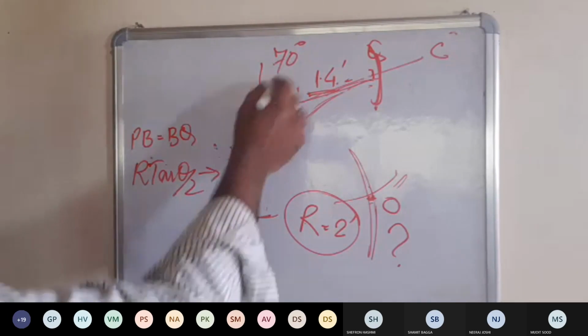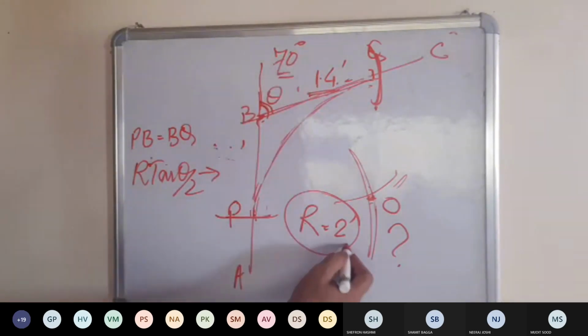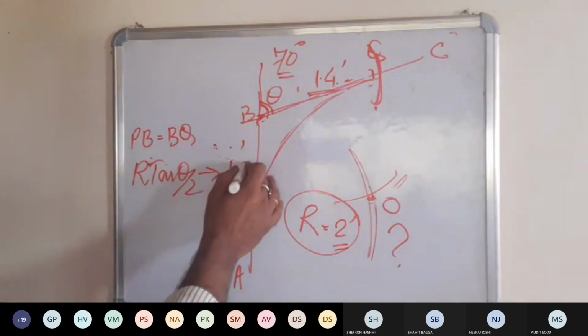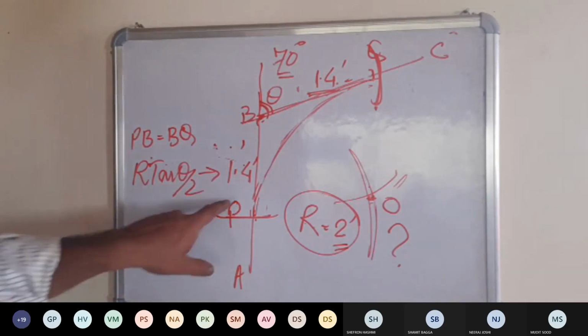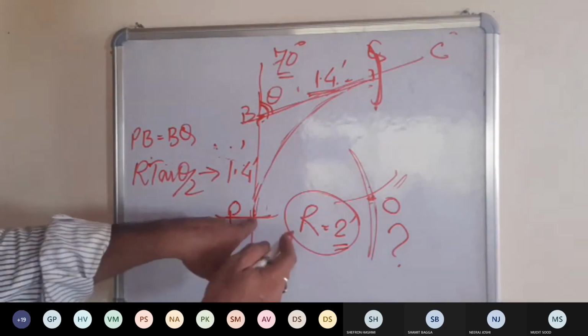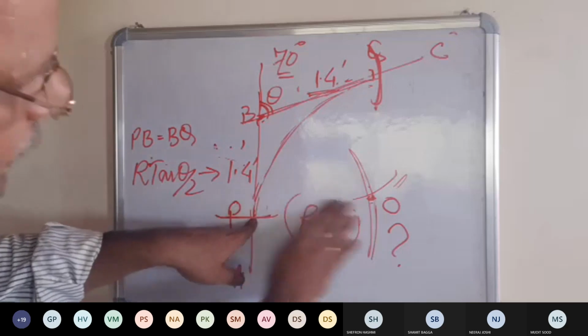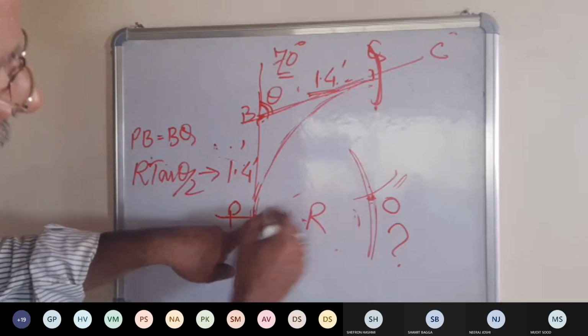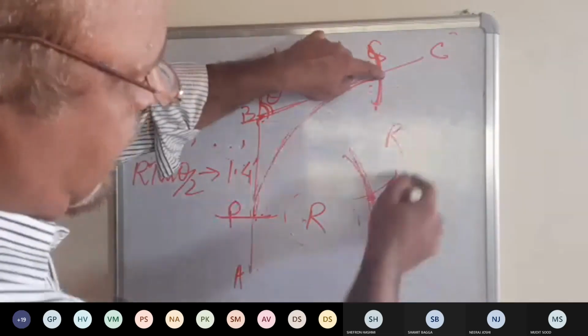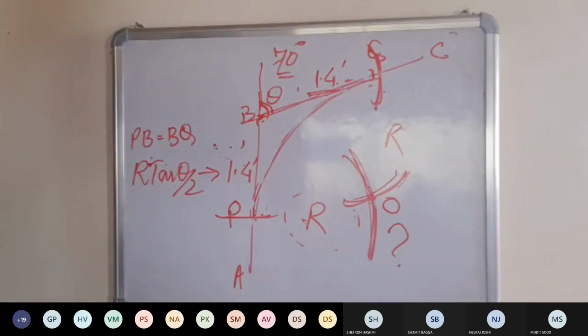जिसमें अभी अगर ये 70 डिग्री था और R 2 माइल है तो अभी आपने कैलकुलेट किया 1.4 माइल्स का डिस्टेंस. R tan θ/2 इक्वल टू 1.4 माइल. अब इस 1.4 माइल से R के बराबर एक आर्क कट करते हैं. यहां से भी R के बराबर एक आर्क कट करते हैं.